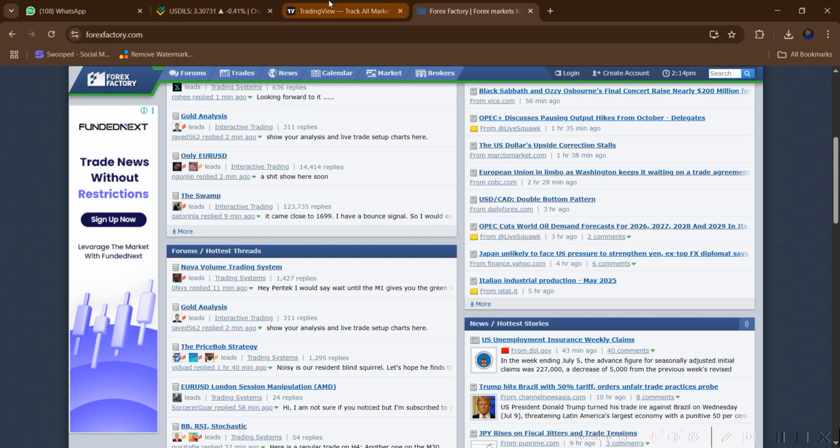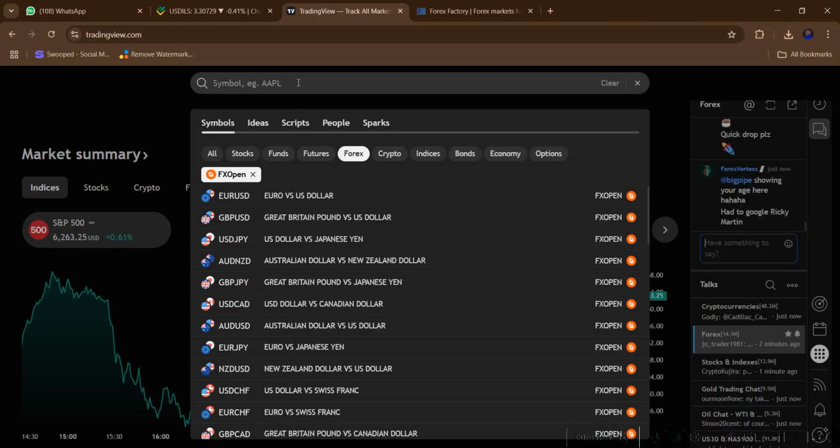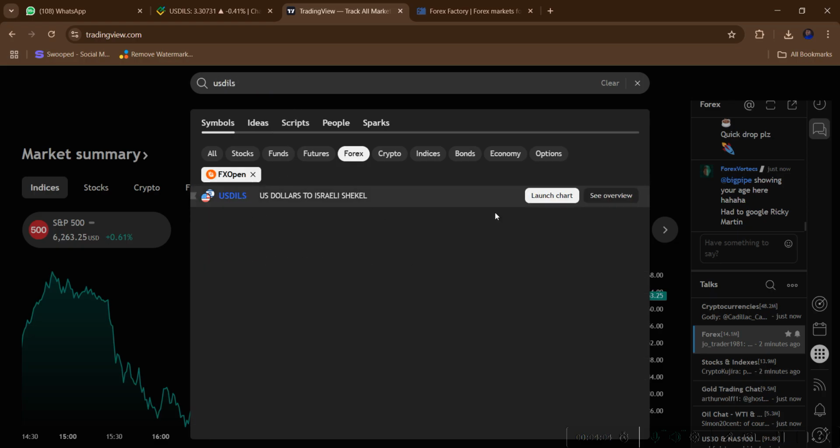So speaking of news, currently I've been trading USD ILS recently, and thanks to the current geopolitical tension in that area, the market has been extremely volatile, right? The market has been extremely volatile. Let's check it. USD ILS. Let's launch our chart. If you don't know how to use TradingView, we have a complete guide on how you can use TradingView. So this is USD ILS.